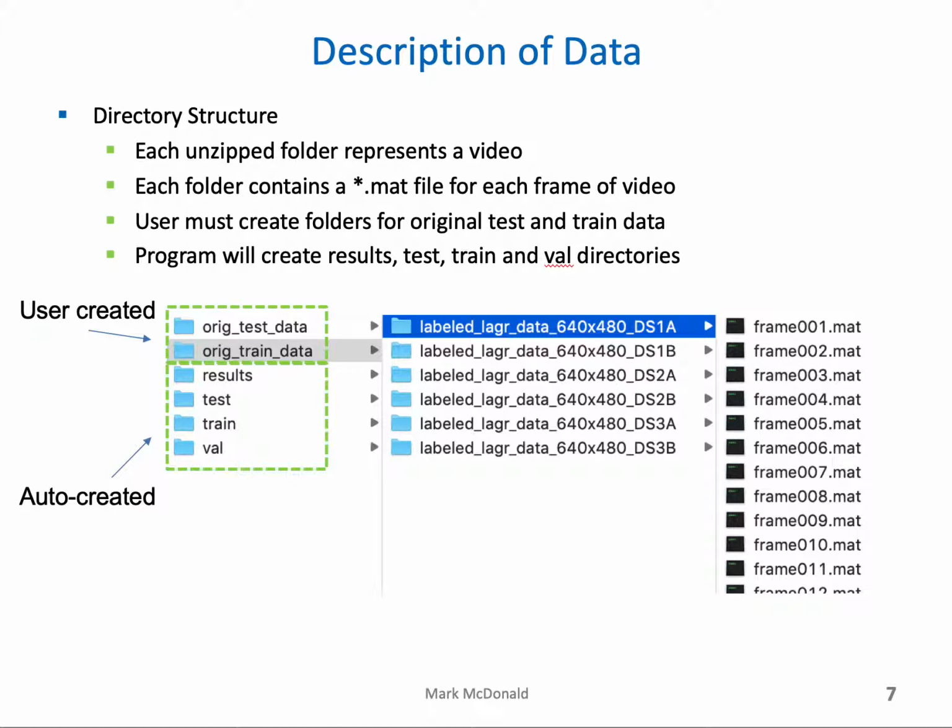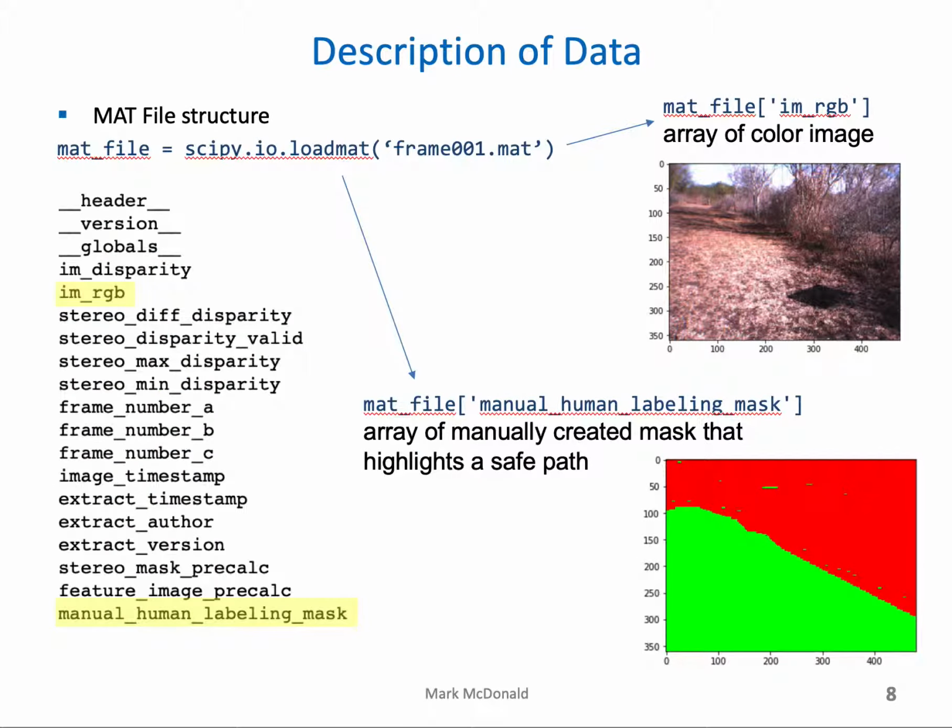This is what the directory structure will look like. The user-created directory names can be anything. You'll notice that in the selected directory here of training data, you see a series of MAT files. Each MAT file represents a frame in a video sequence. Each file, as I mentioned, is a dictionary that contains data elements. 2 of those data elements will be relevant to this project. One of them holds the array that represents the image, and the other holds an array that represents the mask.